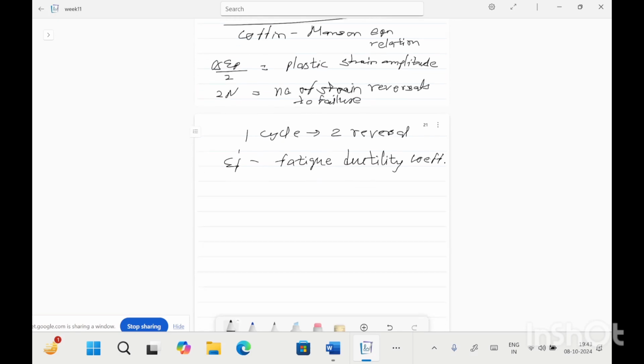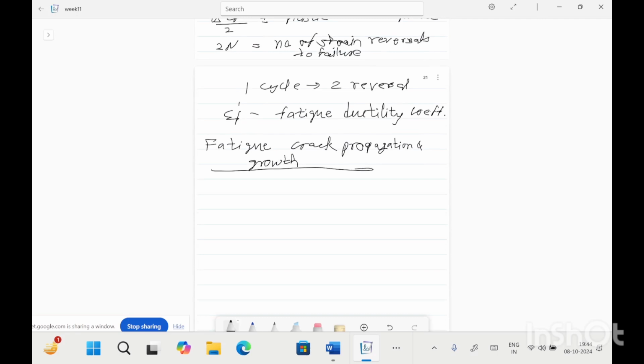So these are both conditions: high cycle fatigue, which is stress controlled, and low cycle fatigue, which is strain controlled. Now we'll study fatigue crack propagation and growth. The crack propagation and growth will happen in different steps.